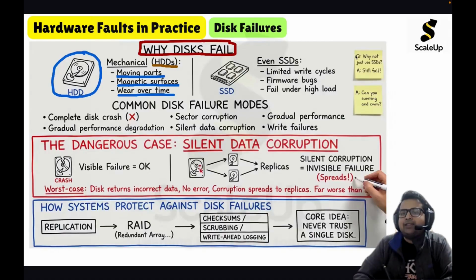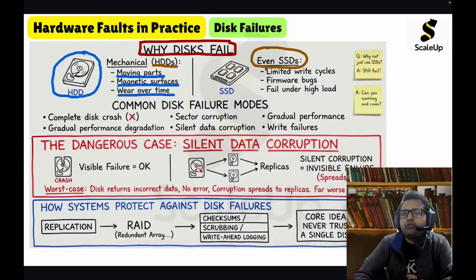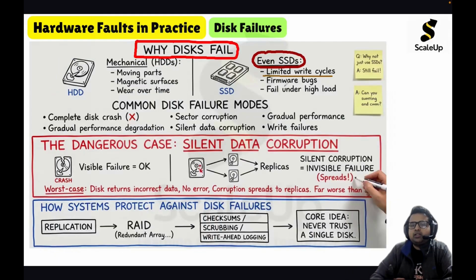Even SSDs, that is solid state devices, fail because of limited write cycles, firmware bugs, and failure under high load. Solid state drives are not mechanical in nature, they are electronic in nature, and despite that, they also fail because of firmware bugs under high load and limited write cycles. Because of all these factors, even SSDs fail.